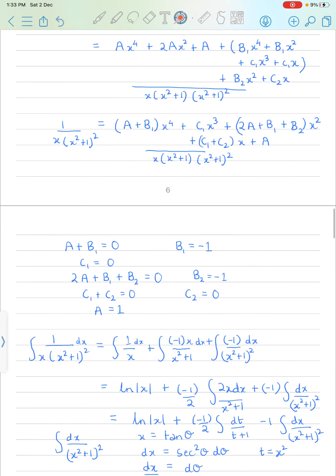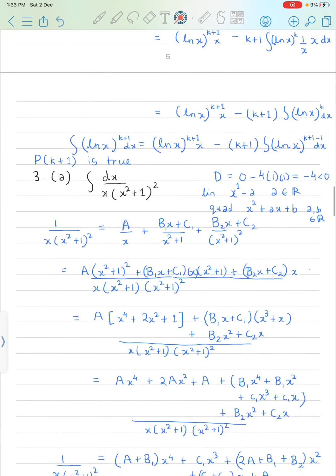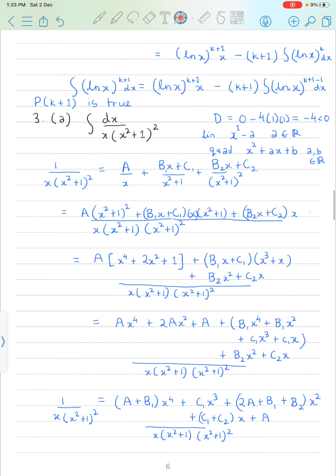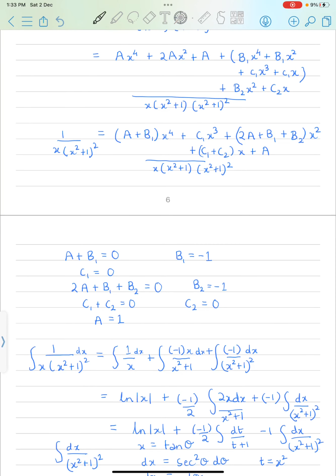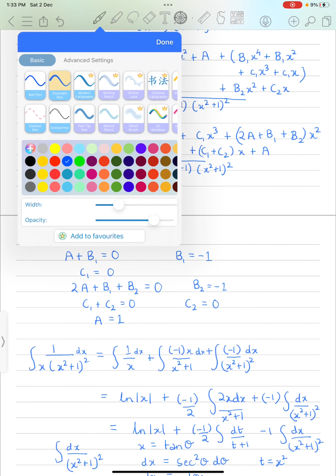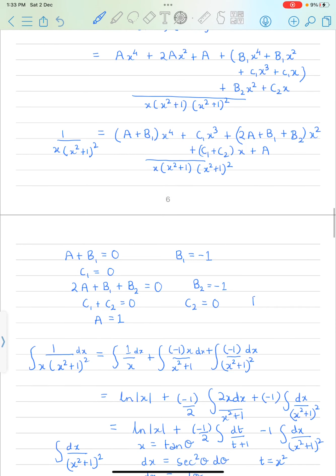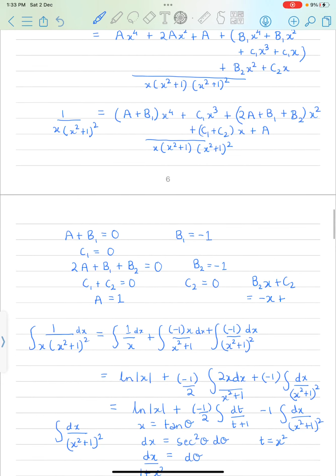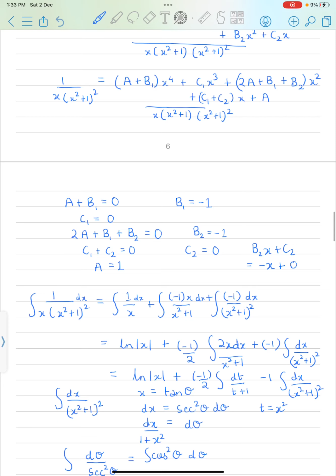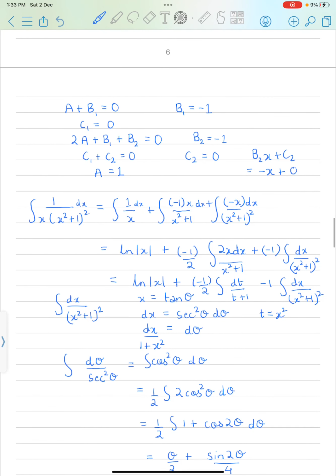Oh, I think I have missed something. b2 is -1. Okay, let me correct it. b2x plus c2 will be minus x plus c2, and c2 is 0, so this must be minus x. I think I have made an error here. Anyway, I'm telling you how to do it.